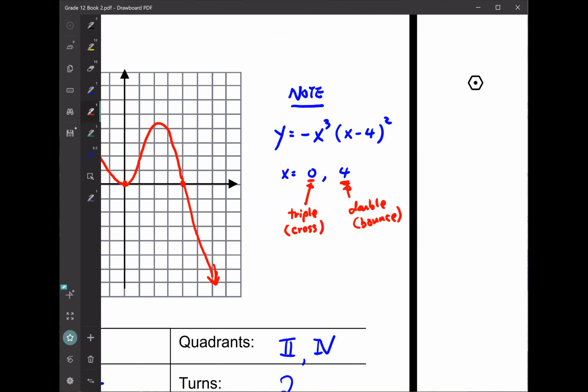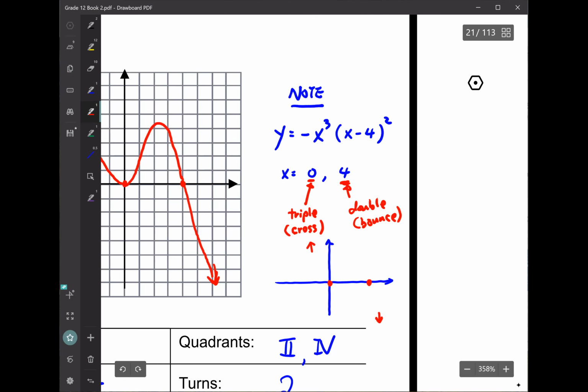So when we draw the graph, this is very important: how to draw the triple. Because you have x, x, x here, 3 x's, so you get 0 as a triple root. So one root is at 0, one is at 4. This one is still in quadrant 2 and quadrant 4, but the way of crossing is not going to be the same as before. So this is not correct, because this one has a cube.